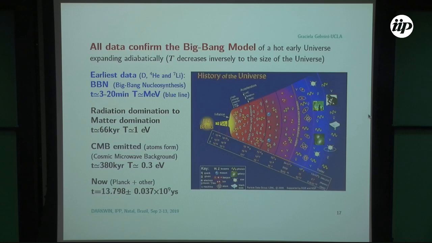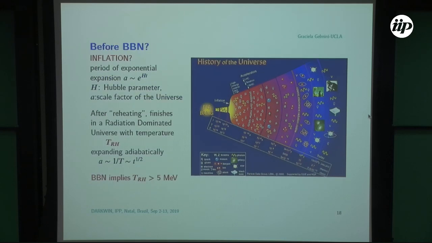Now, what happens before? We assume that there is a period of inflation in which the Hubble parameter is constant, this is this e to the Ht. This is the most common type of inflation that is considered. Inflation is signaled here in this depiction with this fast increase of this size that portrays sort of the size of the universe. After which, the universe has to start this radiation-dominated period in which BBN happens. So there is a reheating process at the end of inflation.